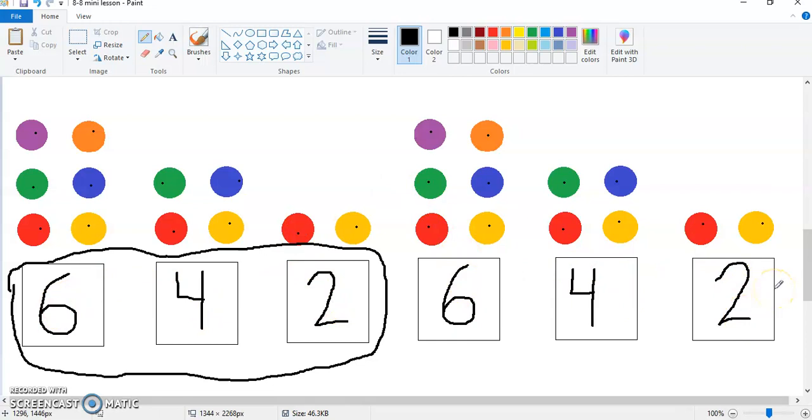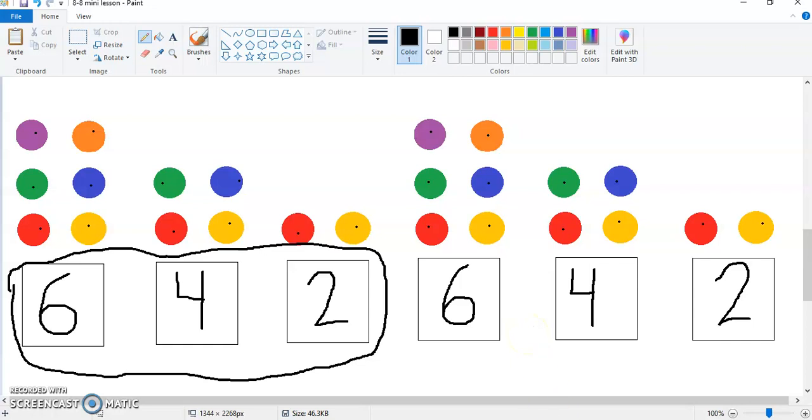Think to yourself, what could that next number be? What would the next number be? Think in your brain. I hope you said 6. Let's check. 6, 4, 2. 6, 4, 2. So if the pattern went on and on and on forever, the next number would be 6, then a 4, then a 2. The pattern repeats, remember, and this is an ABC pattern.